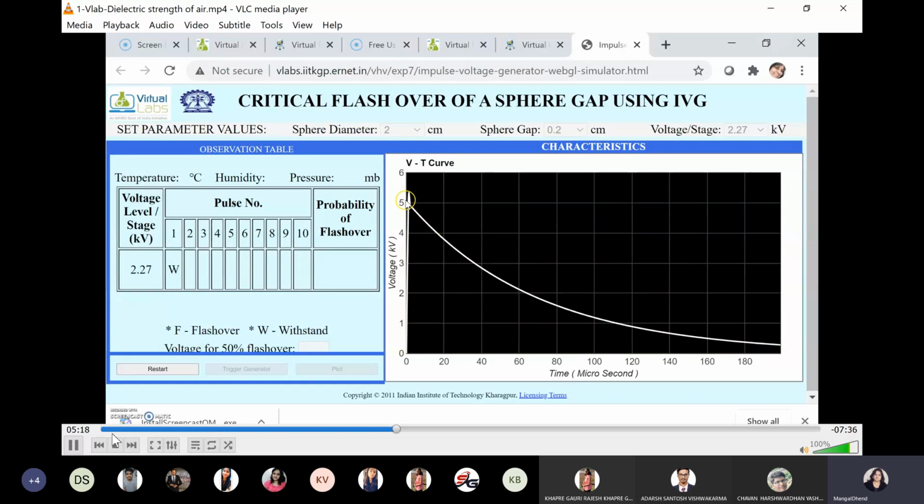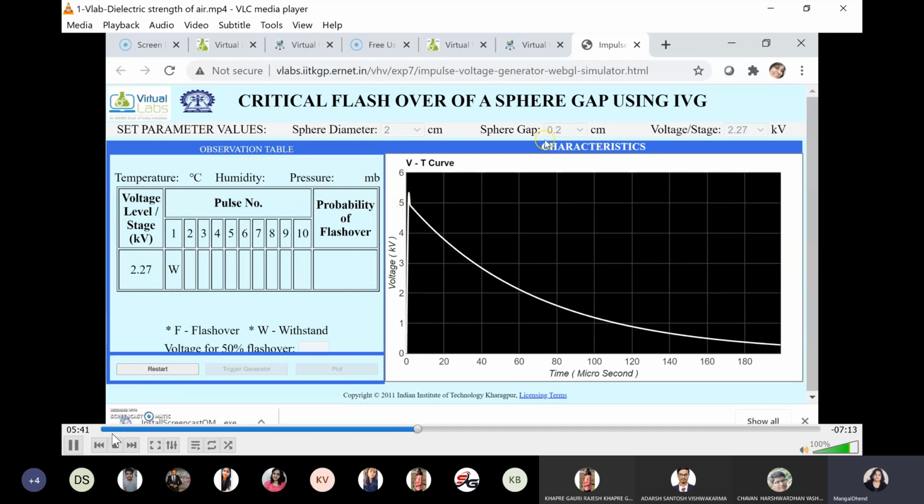But when breakdown takes place, suddenly this voltage will drop down to 0. Because you know, when breakdown occurs, it's a complete short circuit. Air will not be an insulating material after breakdown, but air will start conducting. So there is no media between the sphere gap. It's conducting. So immediately this voltage will drop down to 0. But here it has withstood.